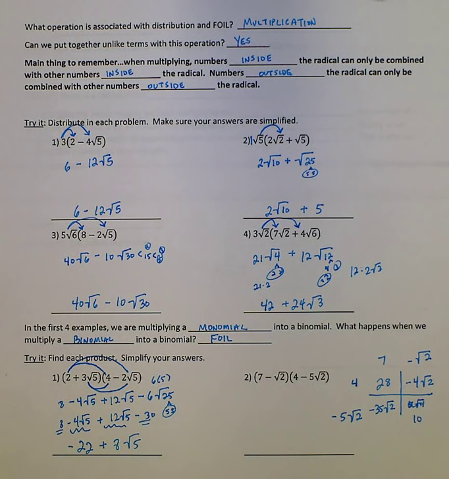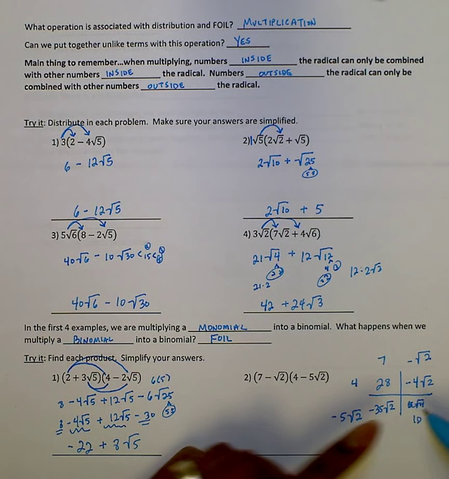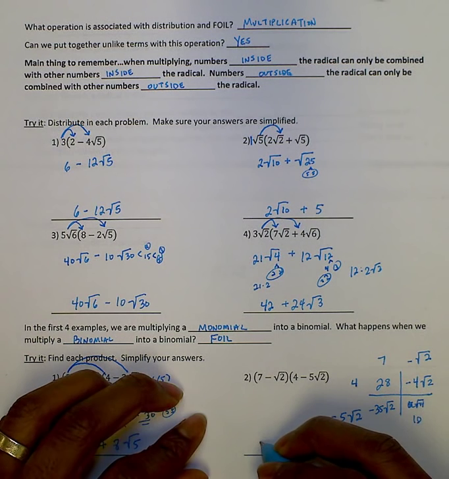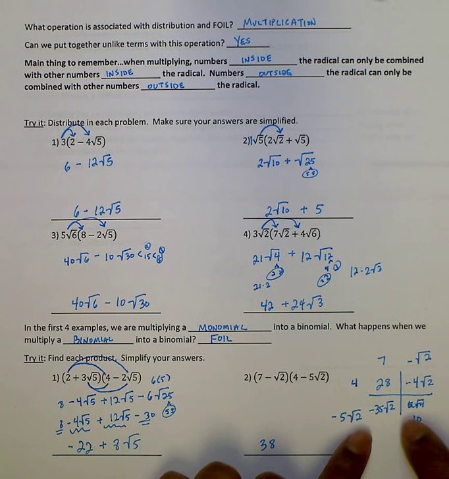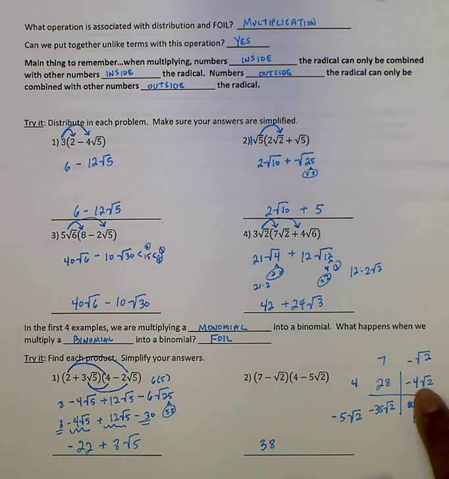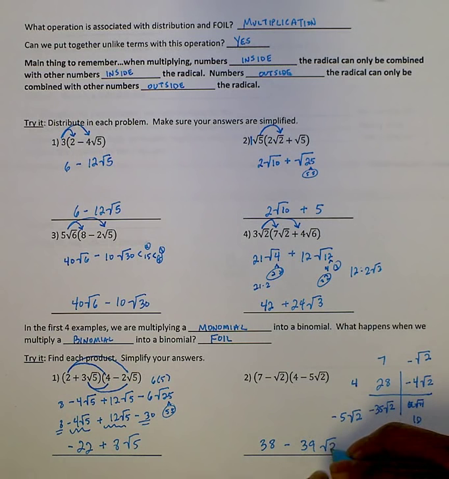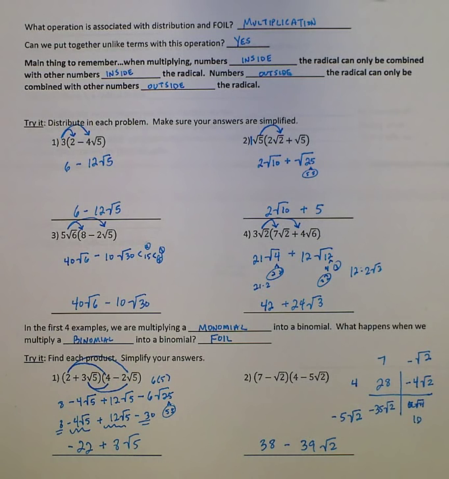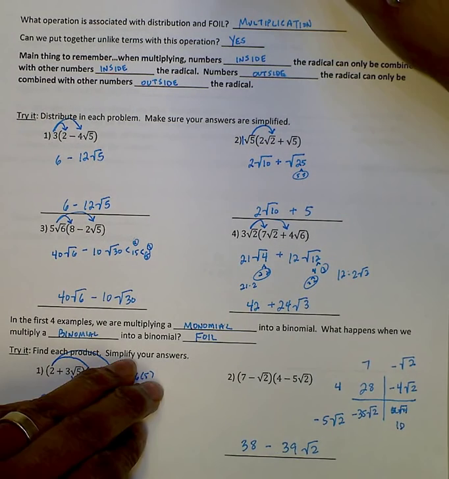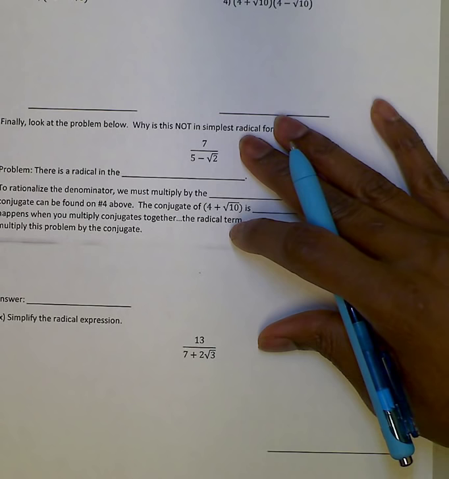Now, before we only had like terms this way, but notice you'll just see your like terms, put them together, okay? So we have 28 and 10. When we put those together, that gives us 38. Negative 35 radical 2, negative 4 radical 2. That is negative 39 radical 2. Alright, so that's FOILing and using the box method to multiply radicals.